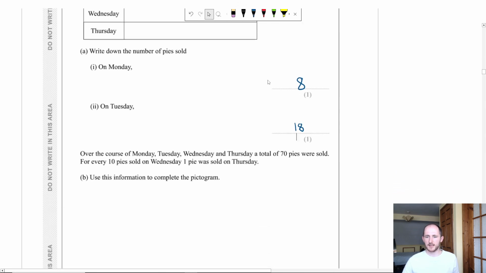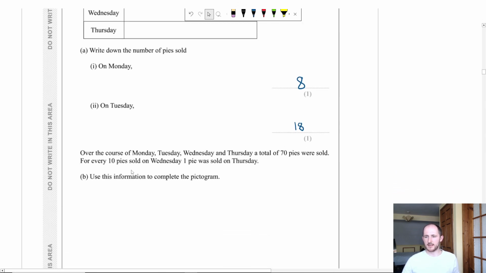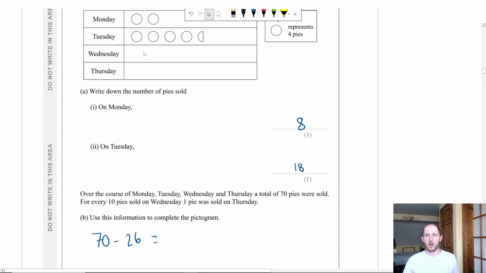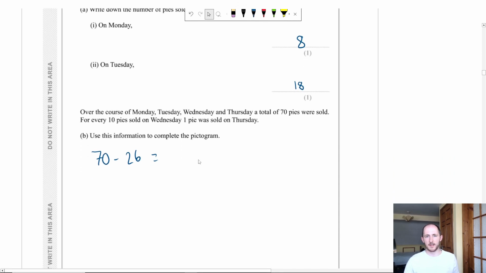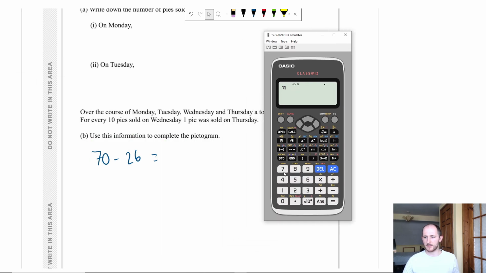Over the course of Monday, Tuesday, Wednesday, and Thursday, a total of 70 pies were sold. For every 10 pies sold on Wednesday, 1 pie was sold on Thursday. So first we're going to add together 18 and 8. That gives us 26, and we subtract it from 70 because we've already done Monday and Tuesday. So I'm going to work out how many were sold on Wednesday and Thursday. We can use a calculator for this if we choose. You could just do 70 minus 26.